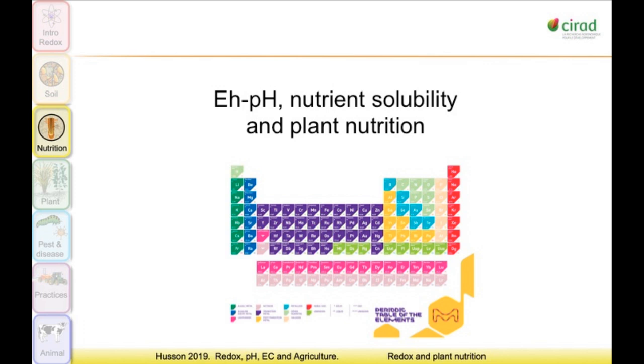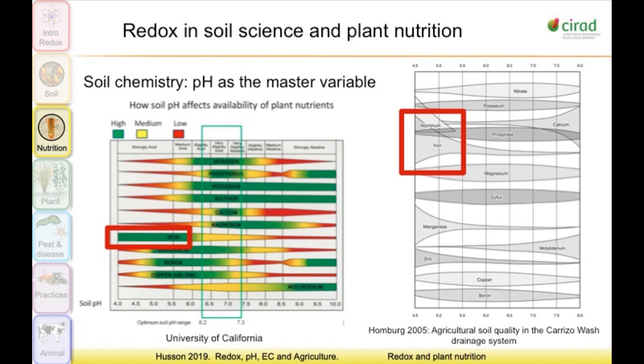So what we are used to, and this is just something I took two days ago from the University of California website, is that in soil chemistry, pH is the master variable. This gives you the solubility, the availability of the different nutrients according to pH. You have other ones, a little bit more sophisticated, but globally it tells you that for iron, for instance, below pH 6 iron is available, and at pH 4.5, iron is extremely soluble. You can have toxicities.